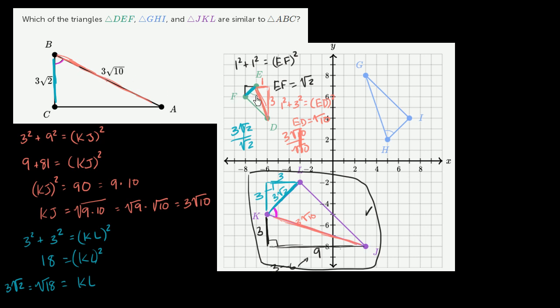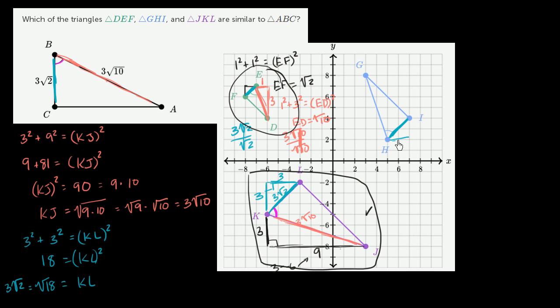The angle in between is congruent. So these two triangles are also similar. So EFD, or DEF, is also similar to ABC. So we have one more to think about. HI is a candidate to be corresponding to BC.